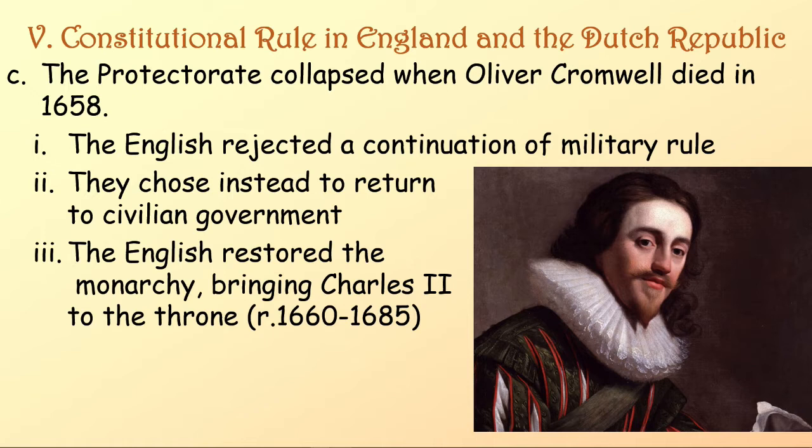The Protectorate, England, collapsed when Oliver Cromwell died in 1658, and the English rejected a continuation of military rule like he had installed, and they chose instead to return to civilian government. And the English restored the monarchy, bringing Charles II to the throne, and like I said, he ruled from 1660 to 1685.